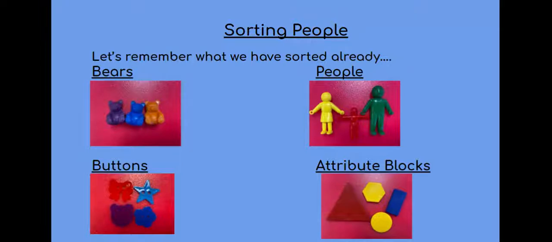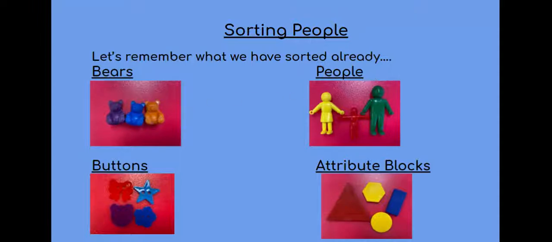If you remember when we were sorting for the very first time, we were talking about the counting bears. And when we were sorting those bears, there was only one way that we could have sorted them, and that was by color. Because when you look at your bears, they all look exactly the same. So the only possible way that you could sort these bears, of course, is by color. So let's take a look at my next picture.